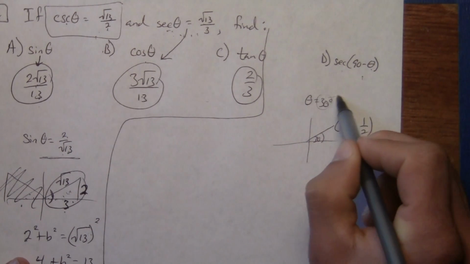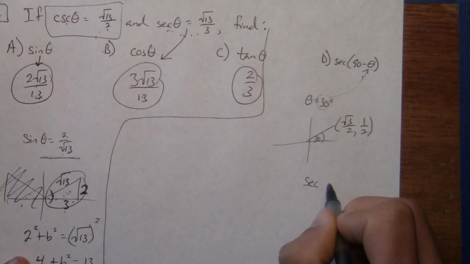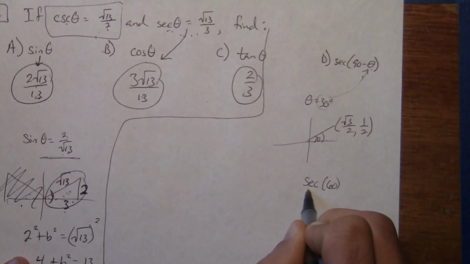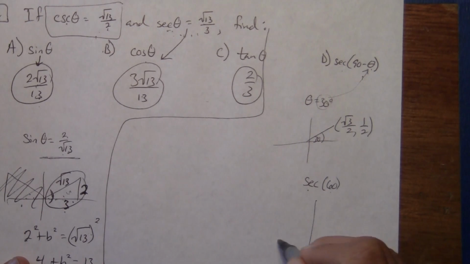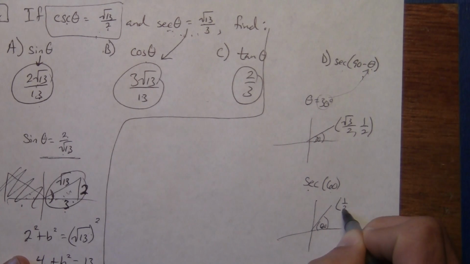Now if I take 30 and I actually plug it in here, then I'm actually trying to find the secant of 90 minus 30, or 60. Not important what we're trying to find right now, it's just that the angle. Well, I know at 60 degrees, my point is 1/2, square root of 3 over 2.